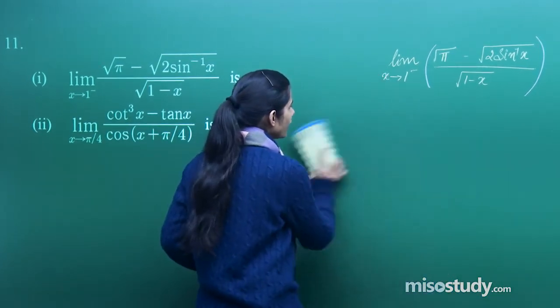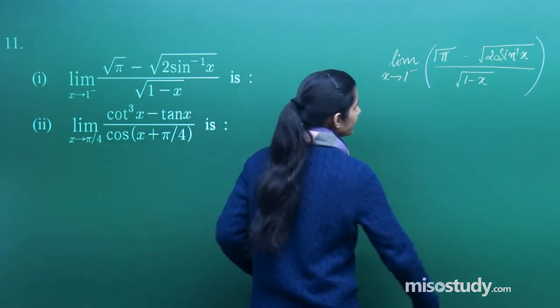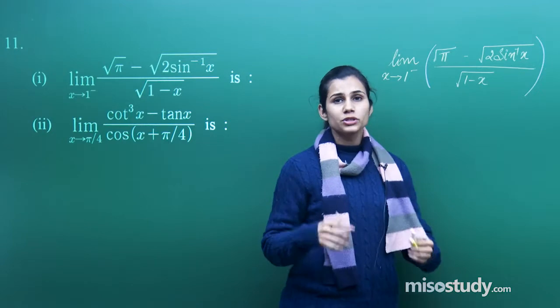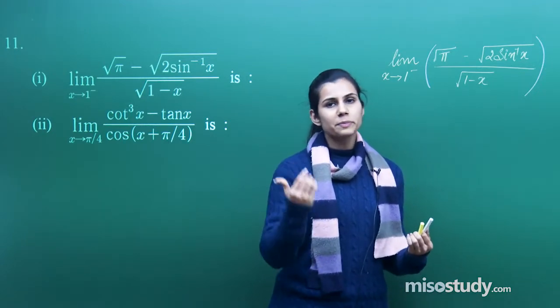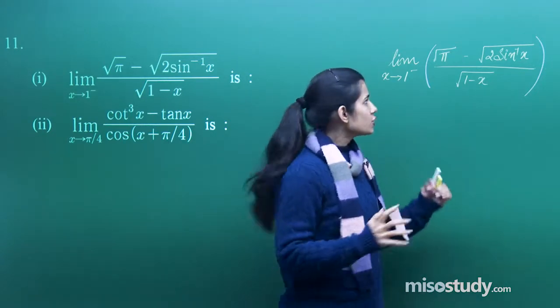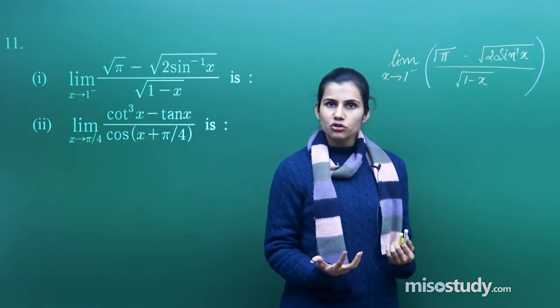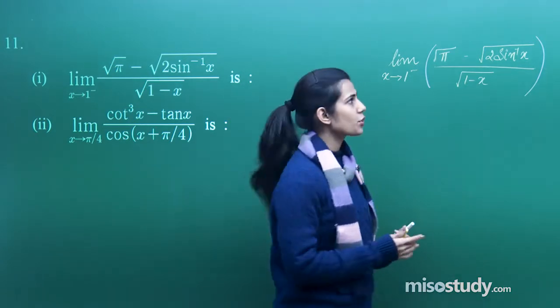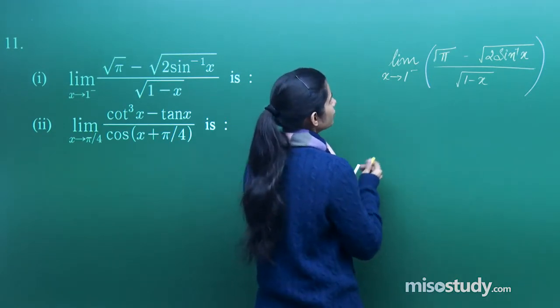Either you can apply L'Hopital rule, or always the moment you see square roots coming into picture, the very natural thing which pops up is rationalization. So let us try to use rationalization over here rather than L'Hopital, because that is going to be pretty nice in the computation process. So let's actually begin rationalizing.